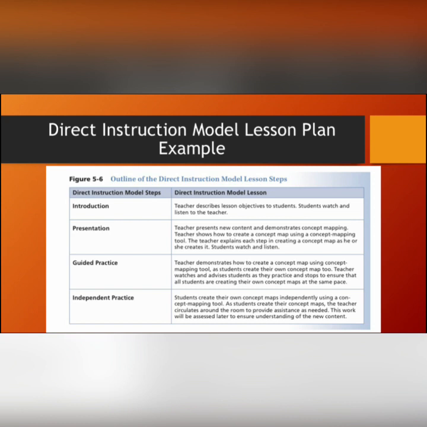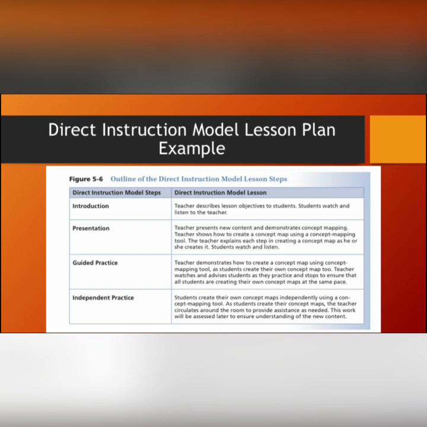Direct instruction model lesson plan example. Figure 5.6, outline of the direct instruction model lesson steps. The first is introduction. The teacher describes lesson objectives to students. Students watch and listen to the teacher.